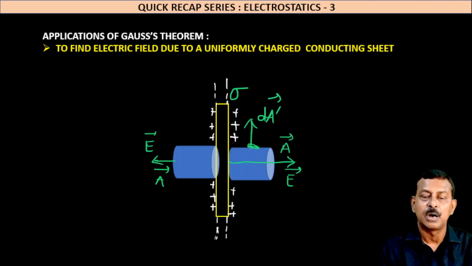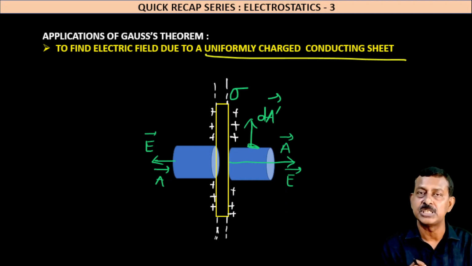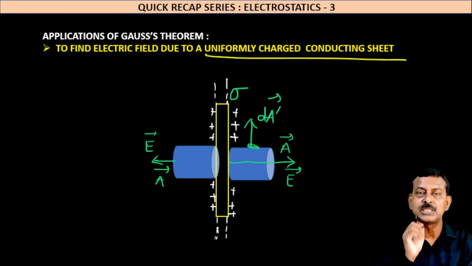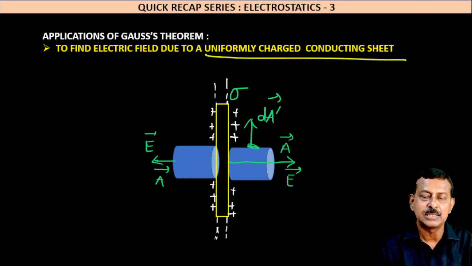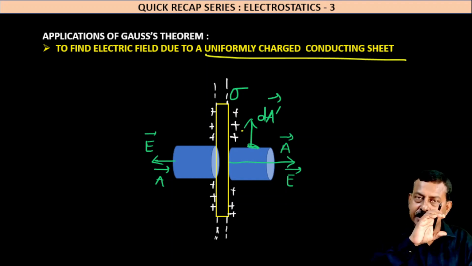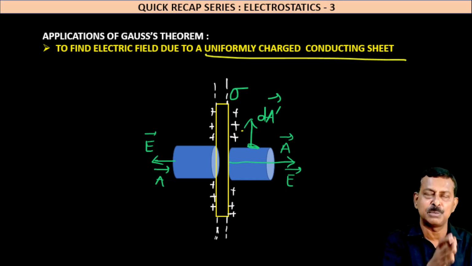Now we are taking a uniformly charged conducting sheet and we want to find the electric field due to this. Again we have a conducting sheet. This time we have kept the orientation normal so that you can see the charges appearing on this surface as well as the charge on the other surface. Suppose I have assumed that the surface charge density is sigma. We'll again take a cylindrical Gaussian surface the same way as we did for the planar distribution of charge earlier.